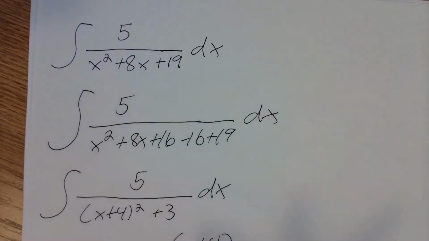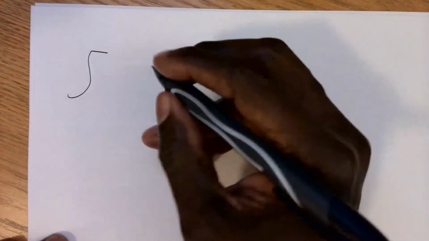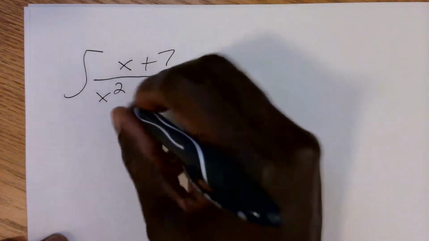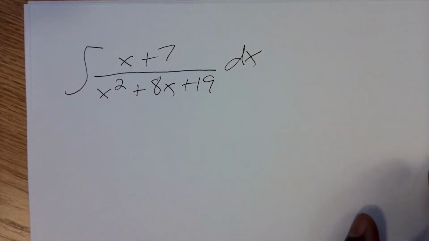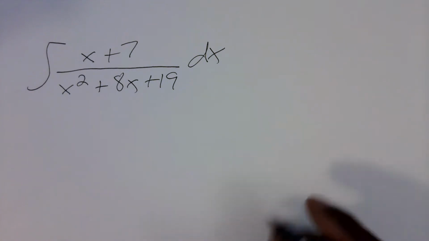I'm going to keep my denominator the same and give it a linear numerator, say x plus 7. So it's x plus 7 over x squared plus 8x plus 19 dx. Since the degree of your denominator is 1 power more than the numerator, this is a good candidate for U substitution if everything works out well.